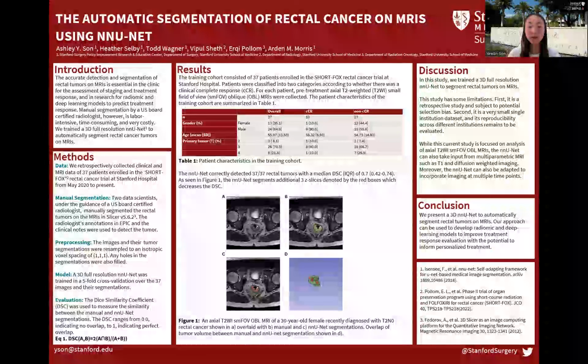In conclusion, we present a 3D nnU-Net to automatically segment rectal tumors on MRIs. We plan to use this approach to develop radiomic and deep learning models to improve treatment response evaluation with the potential to inform personalized treatment.